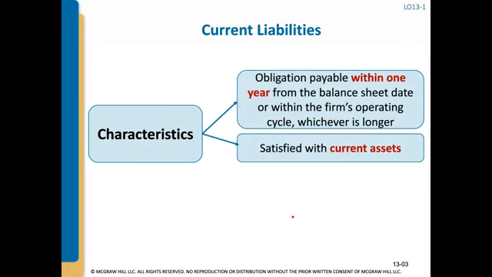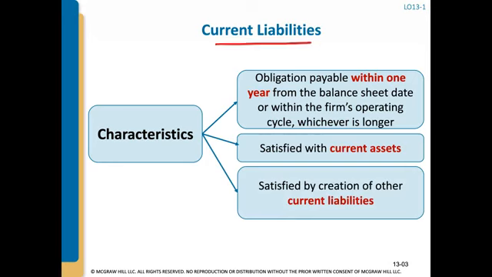A liability can be classified as a current liability or non-current liability. A current liability is an obligation or a debt that is payable within 1 year from the balance sheet date or within the firm's operating cycle, whichever is longer. For purposes of this video, we will assume that all current liabilities are payable within 1 year, as that is typical for the majority of companies.